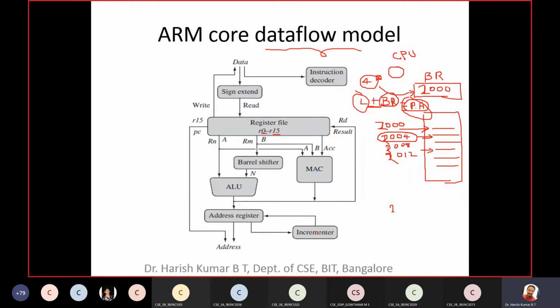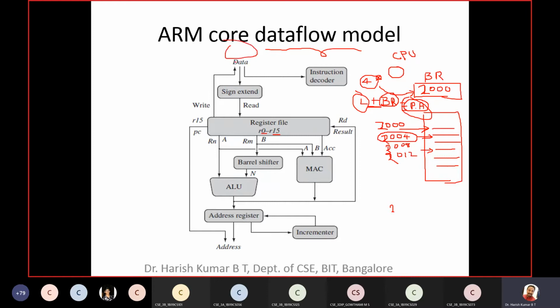So what does the incrementer or decrementer do? It takes the physical address which is written by the ALU to this address register, and it will go for incrementing or decrementing based on the situation. If you're starting from the lower address and want to proceed towards the right side, then it increments. If you're starting from the higher address and want to proceed in the reverse direction, then it starts decrementing automatically. So this is the ARM core.